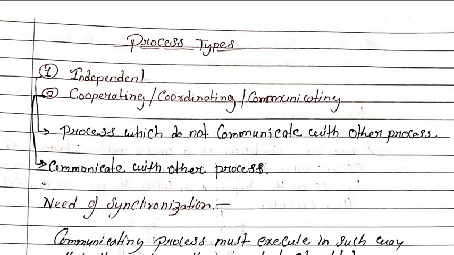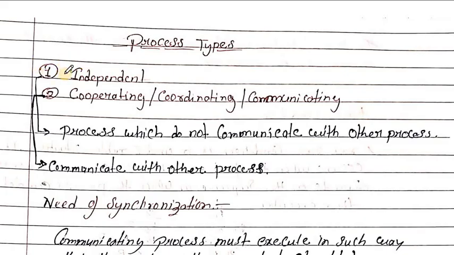In this class we will learn the types of process. In the previous class we have seen multi-threading. Now here we will see process types. There are two types of process: independent process and cooperative process. Cooperative process is also called a communicating, coordinating, or cooperating process.